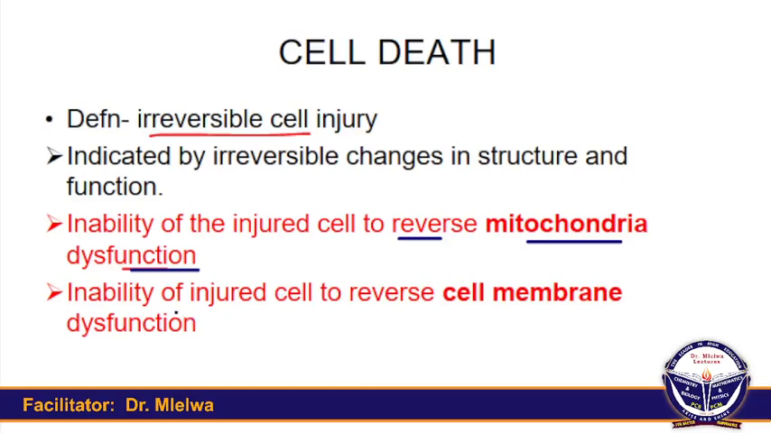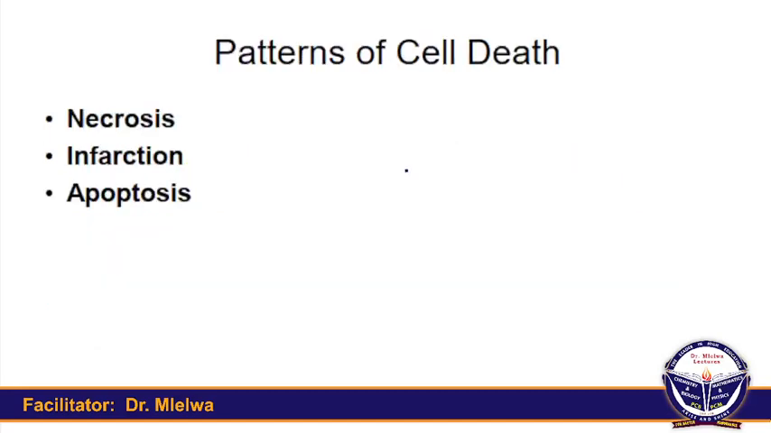But the second is the inability of the injured cell to reverse cell membrane dysfunction. What happens here? The cell membrane disintegrates, and if cell membrane disintegration occurs, that means the cell cannot continue to survive as usual, because the cell membrane is like a gate controller which controls all the things entering and leaving the cell. If it fails, that means everything in the cell also fails.